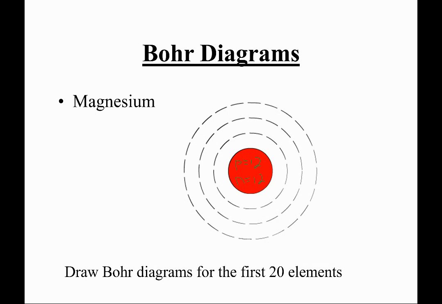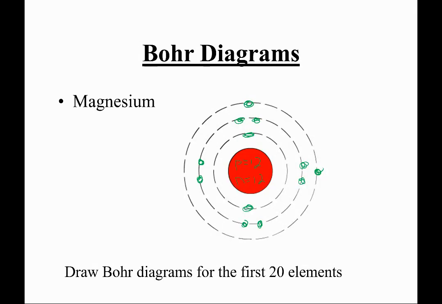Again, if this was a test question, that's a small part of the question. The main part of drawing Bohr-Rutherford diagrams is arranging the electrons correctly. So magnesium is going to have 12 electrons. So here we go. 1, 2, 3, 4, 5, 6, 7, 8, 9, 10. How many more? 2 more. 11, 12. All right.